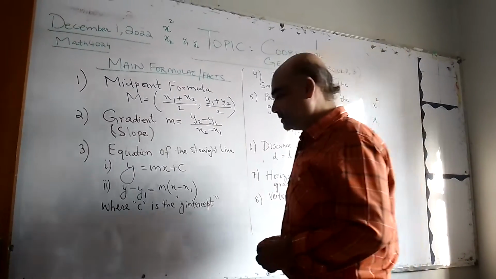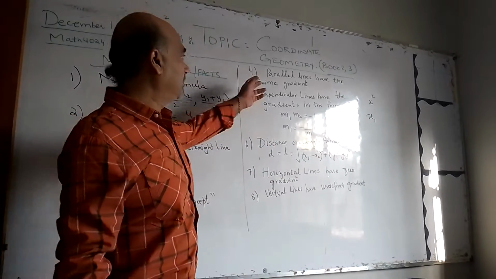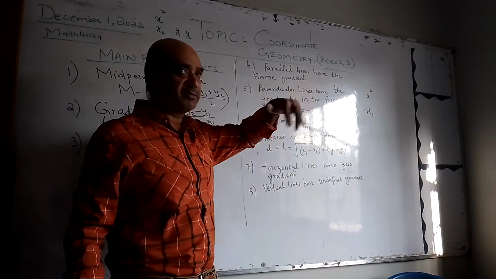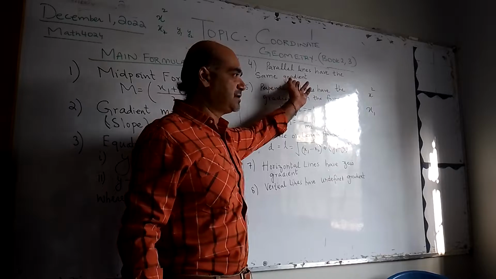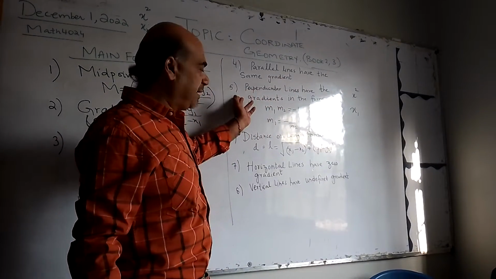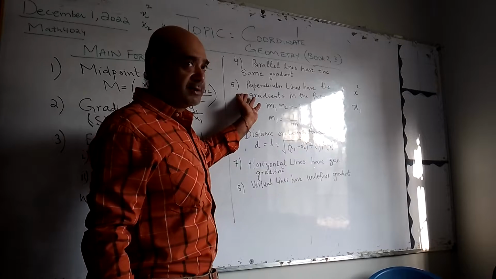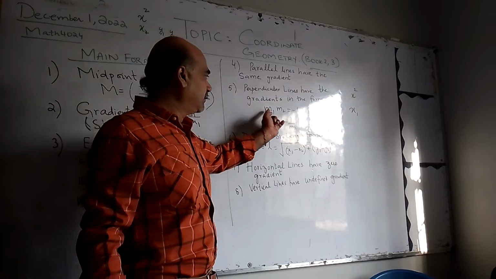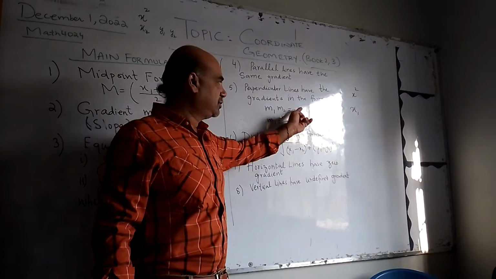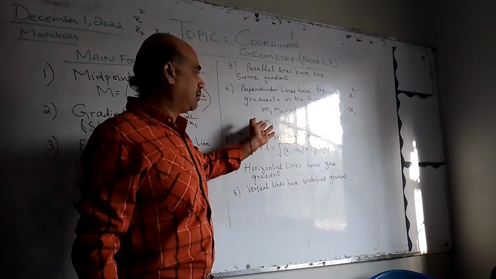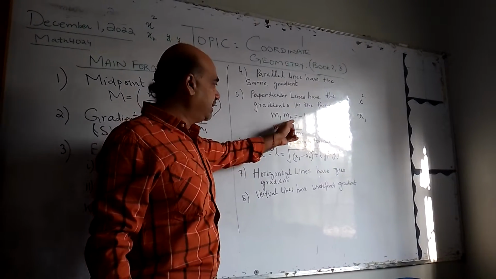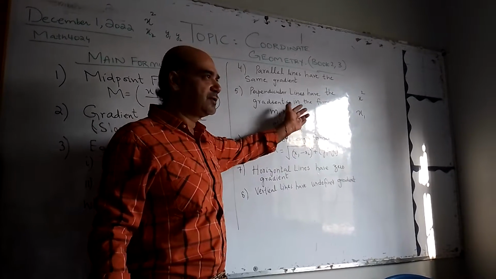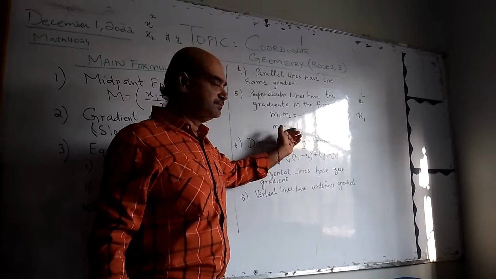Similarly, we have some other important properties. For example, parallel lines have the same gradient. If you calculate the gradient of lines which are parallel to each other, they will give you the same value. Perpendicular lines, which cut each other at 90 degrees: if you multiply their gradients, your answer should be -1. Or it can also be said that the gradient of one line is the negative reciprocal of the other gradient. So what I have written over here is m1 equals -1 upon m2.